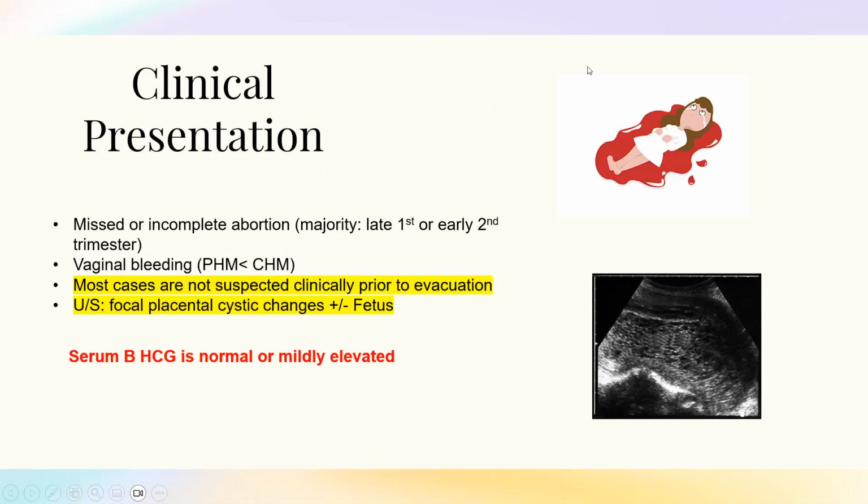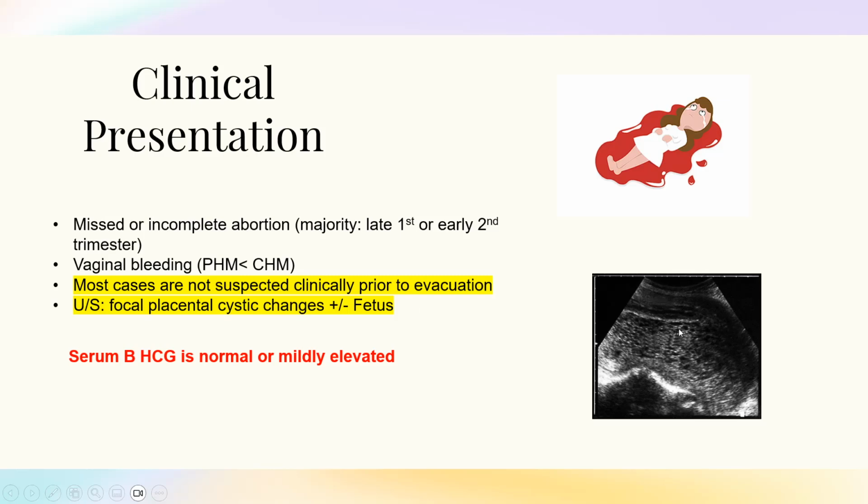Okay, so what about the clinical presentation? Most of the cases present with missed or incomplete abortion, in the late first or early second trimester. She will probably come to you with vaginal bleeding that is most probably less than in the case of complete mole. But let me tell you that most of the cases are not suspected clinically prior to evacuation.